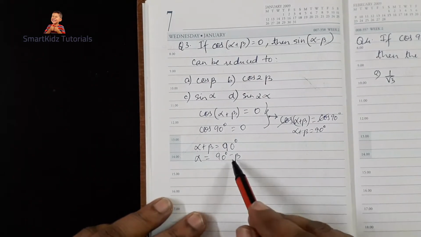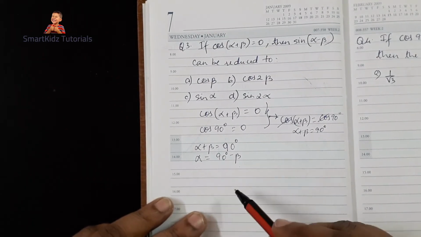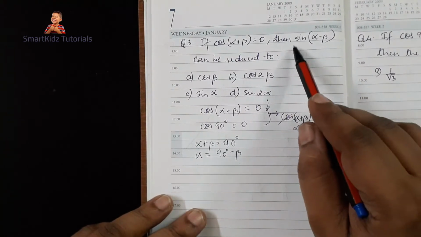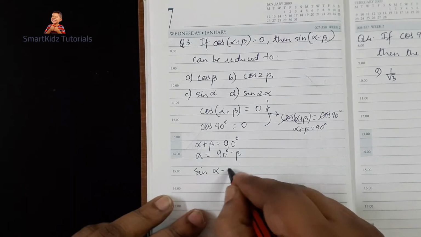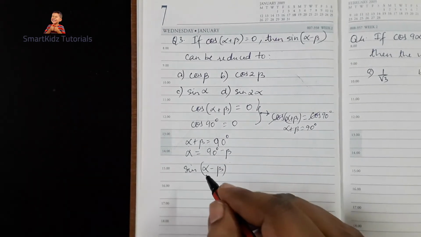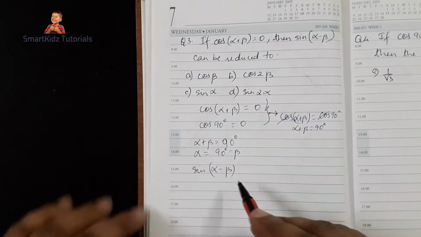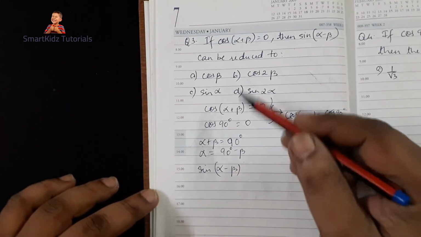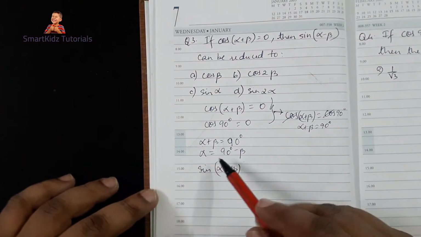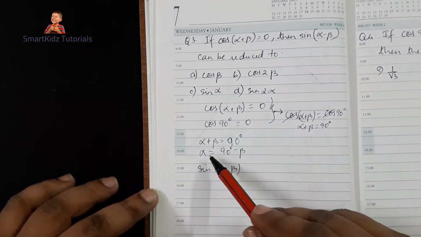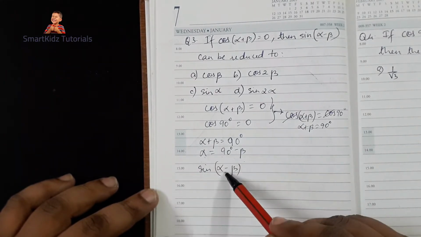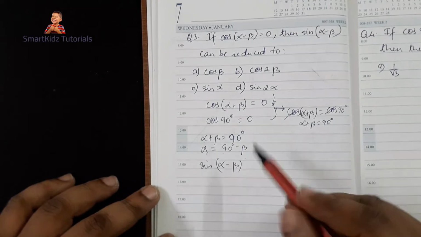We'll come to know why I'm taking this later. So let's begin with what we need to find, that is sine of alpha minus beta. Now there's nothing else that we can take from here apart from the fact that we have got alpha equal to 90 minus beta. So I'm going to put that value of alpha over here. In place of alpha, I'll put 90 minus beta.